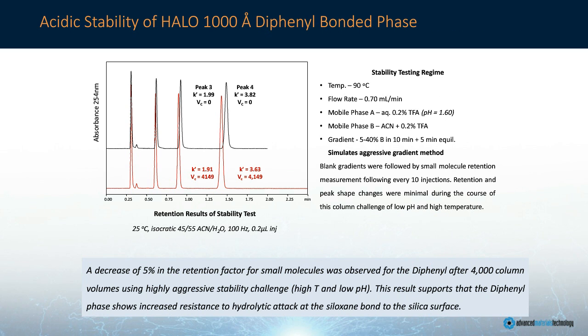So we tested the stability of this diphenyl phase under fairly aggressive acid and gradient conditions. And it was observed that after 4,000 column volumes, we only saw a 5% decrease in retention factor for small molecules. So the results support that the diphenyl phase shows increased resistance to hydrolytic attack of the siloxane bond to the silica surface.